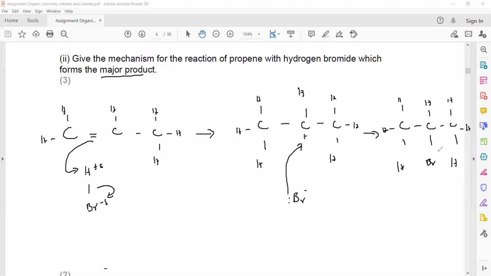Why do we call that an electrophile? Because the reaction started due to the attack of an electron loving group, attracted towards the electron rich side. That's why we call that an electrophile. Any doubt in this mechanism?